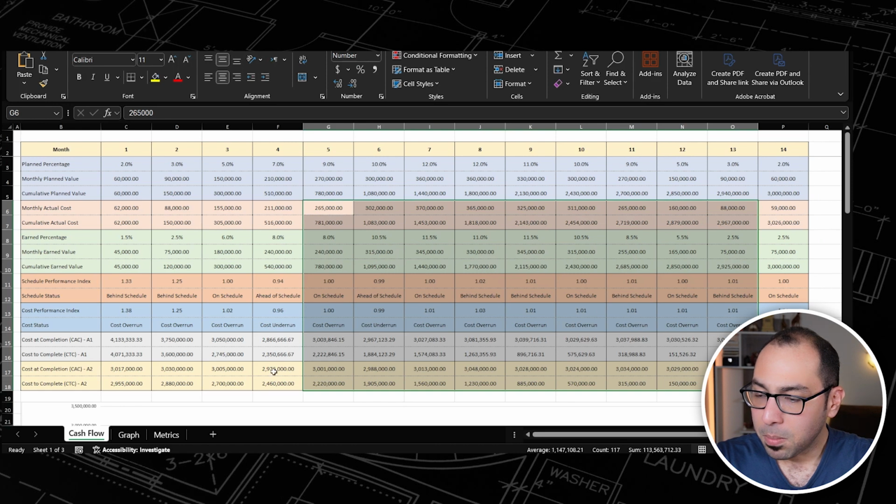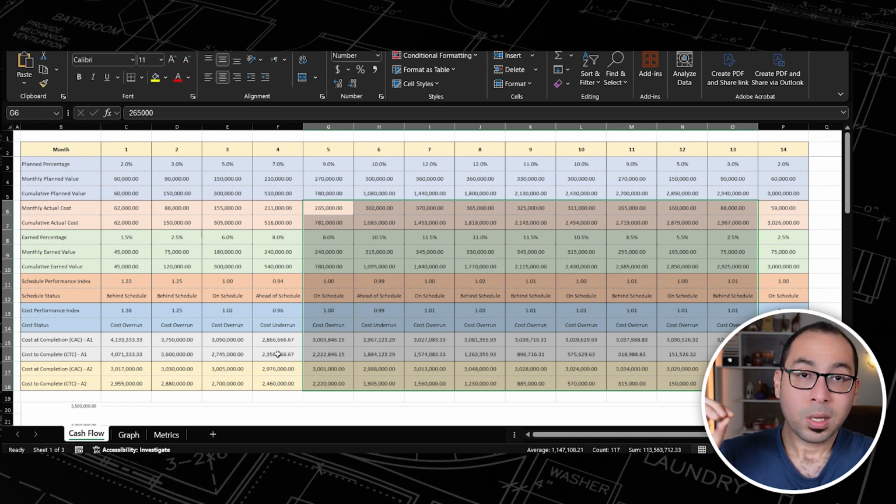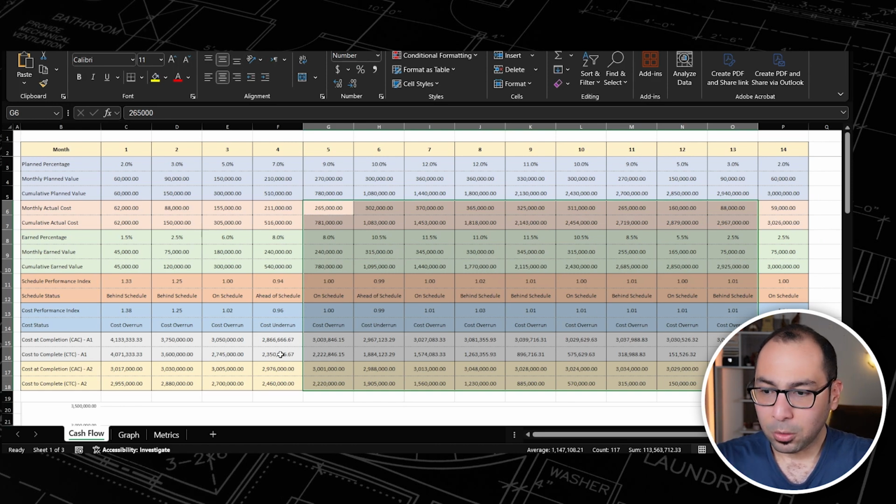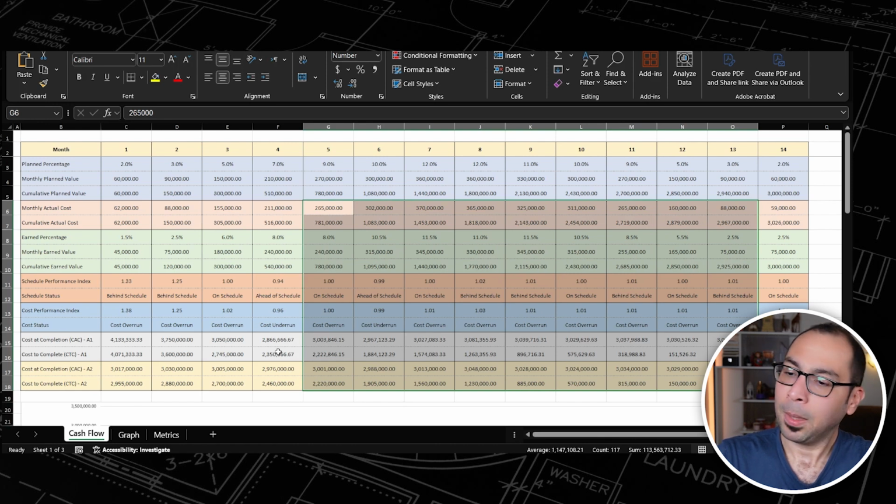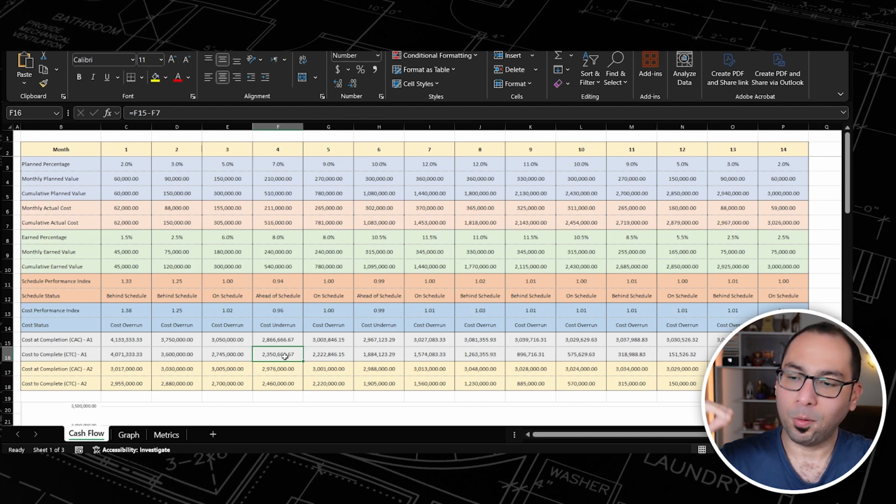So here, when I am in this month number 4, I started to understand that, okay, I still can finish this project within my budget, even though I had 2 bad months here in the beginning, but I recovered them in month number 3 and month number 4. And by the end of month number 4, I can inform my company or my project manager or whoever that you still need 2.3 million to finish this project.